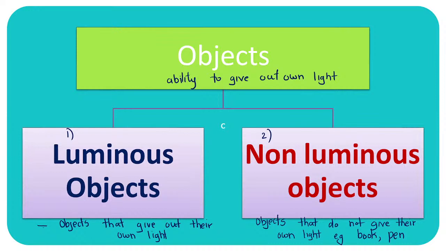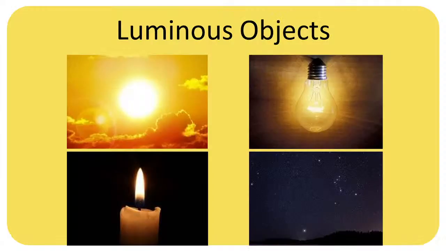So objects can be categorized into two main groups. Whether they have the ability to give out their own light or not, we have luminous objects and non-luminous objects. What are luminous objects? Those objects which give out their own light. What are non-luminous objects? Those objects which do not give out their own light. As I told you, example, book or pen.